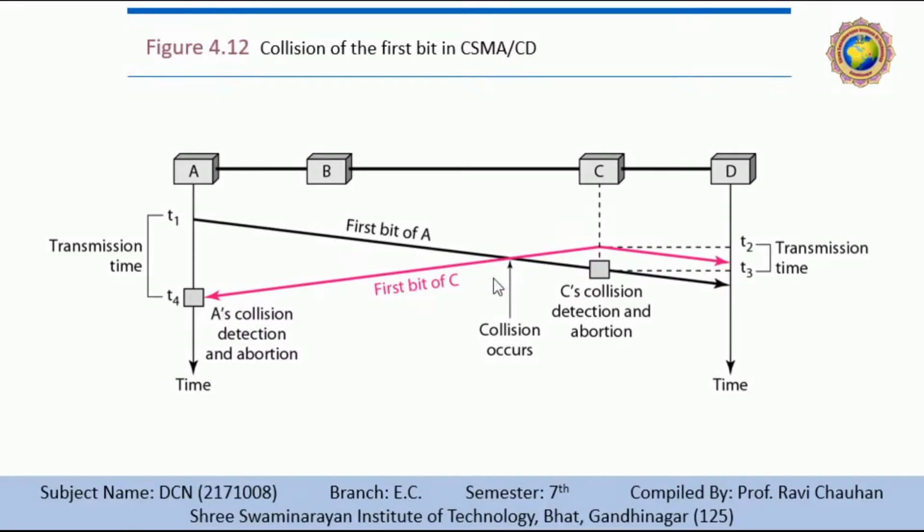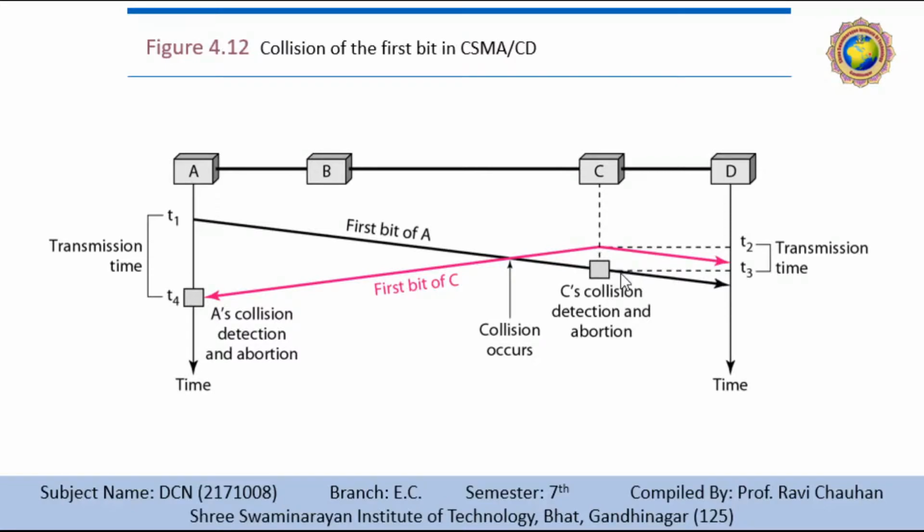At time t2, station C has not yet sensed the first bit sent by A. Station C executes its persistence procedure and starts sending the bits in its frame, which propagate both to the left and to the right. The collision occurs sometime after time t2. Our station C detects the collision at time t3.